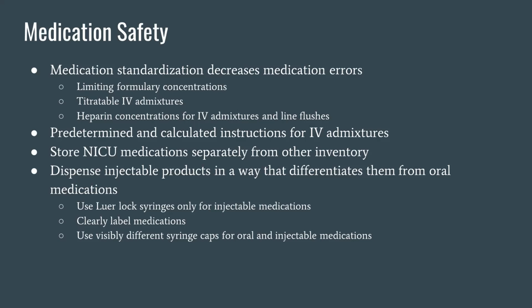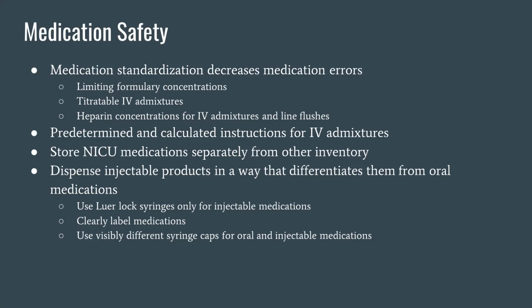Another thing is predetermined and calculated instructions for admixtures. They should be on hand in the pharmacy for easy access. NICU medication should also be stored separately from the other inventory, so it's good to establish a separate area to store these away from the other inventory, and that includes in the refrigerated section. This decreases the chances of grabbing the wrong medication or the wrong concentration for NICU orders.